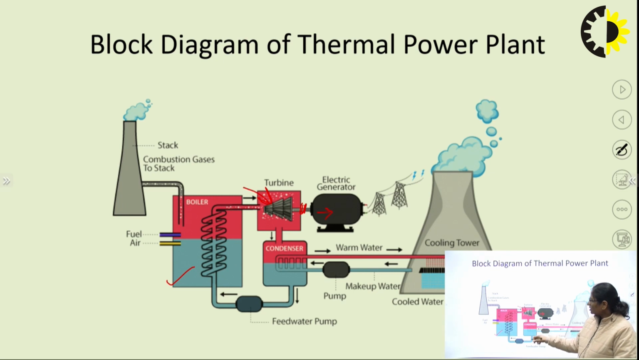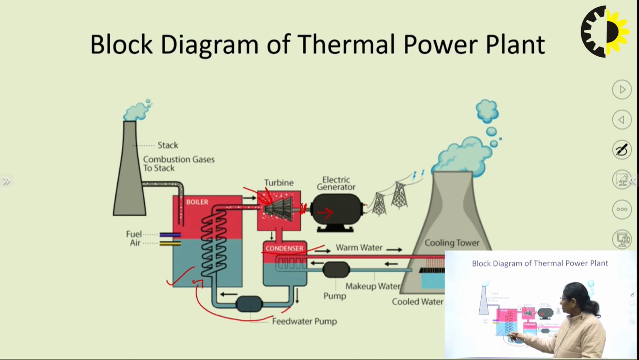To complete the process, the steam coming out of the turbine is actually condensed in a condenser. It is converted back to water, and again with the help of the feed water pump, it is sent to the boiler for its conversion into steam again.